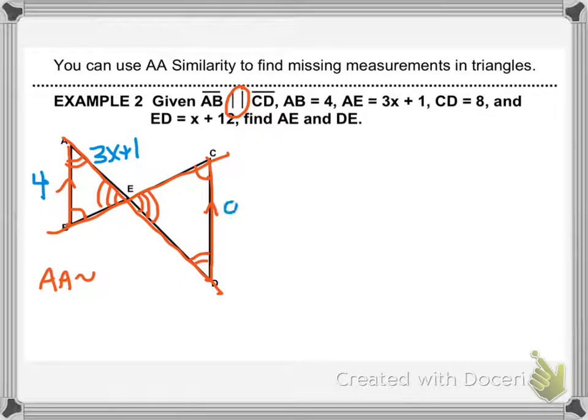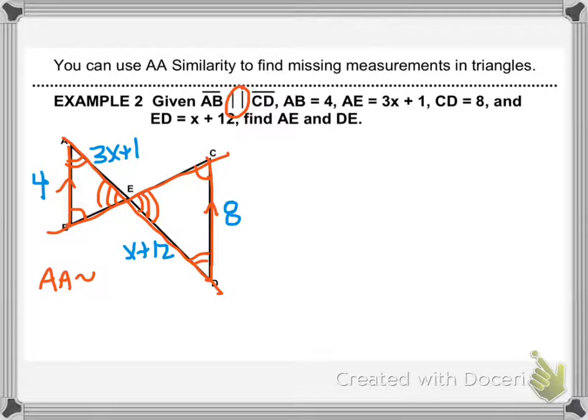CD has a length of 8. And ED has a length of x plus 12. Find AE and DE. In order to find AE and DE, I'm going to have to get the value of x. So this is where you would want to set up a proportion. Remember, similar shapes, set up a proportion with corresponding sides.